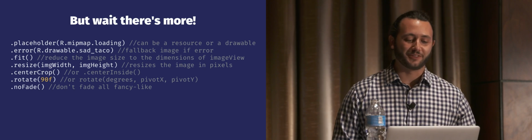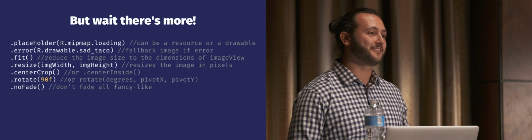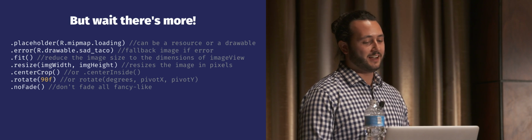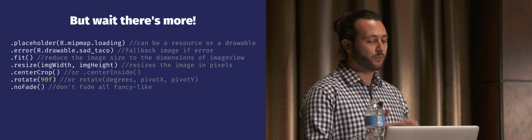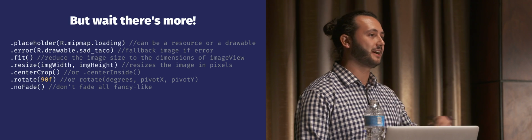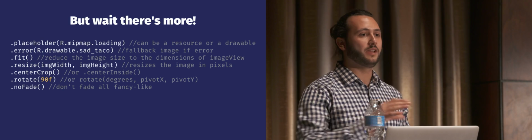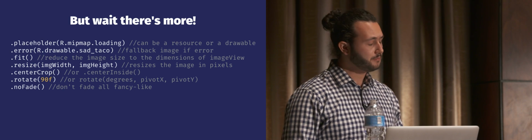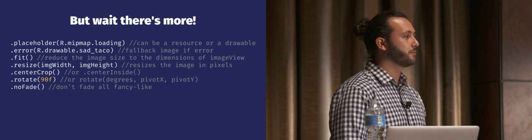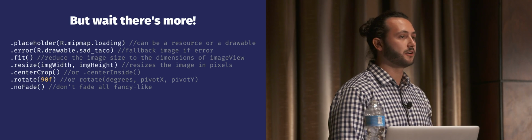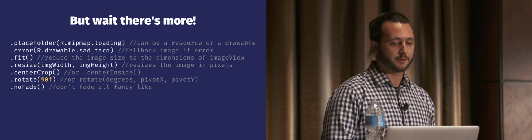Picasso gives us some really cool things also. We can set a placeholder image. So we have a resource or drawable local in the app. We can set that as a placeholder image. Since Picasso has to go and download it, while we wait, we can show a placeholder image. If there's any kind of error where the image doesn't get downloaded for some reason, we can default to showing an error image in case there's an error.